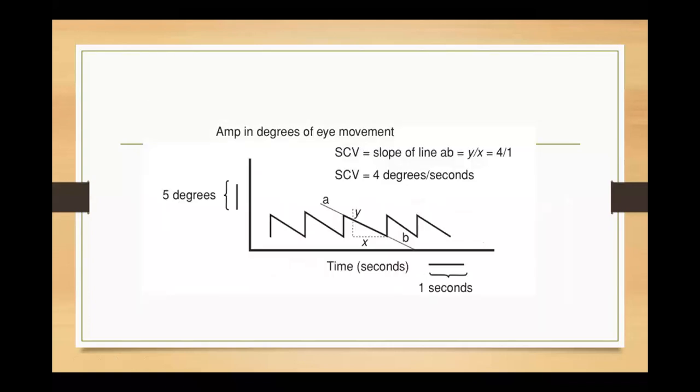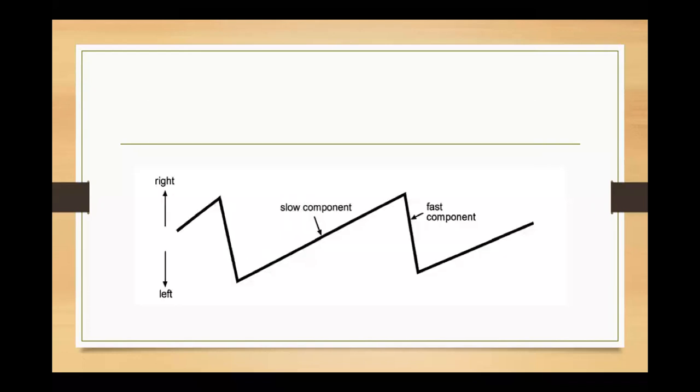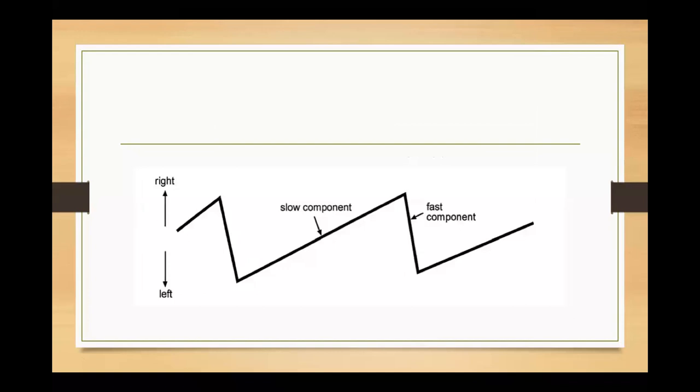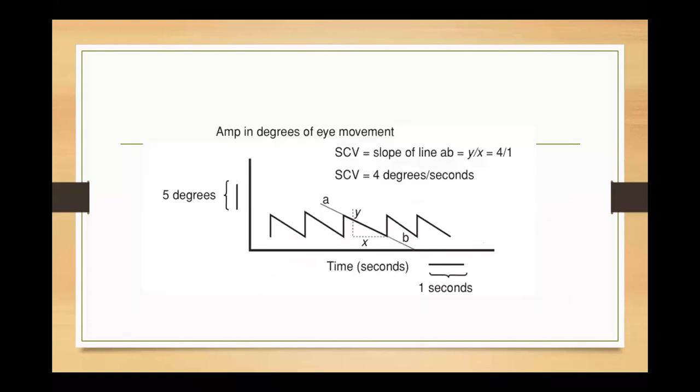Fine. So what actually will we be measuring? What is the difference here? You see any difference? Look at this diagram. The fast component is towards the left side. Here, the fast component is toward the right side. So this is a right beating nystagmus.